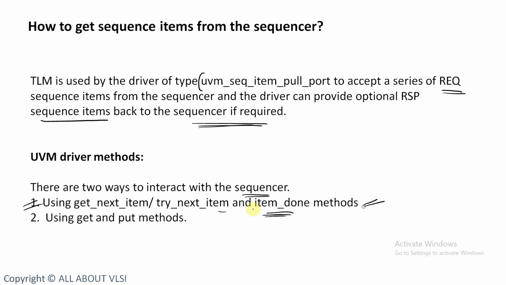This is the first method, and the second method is using get and put methods. Let us see how the driver is actually getting the data from the sequencer, how it is fetching the data from the sequencer.